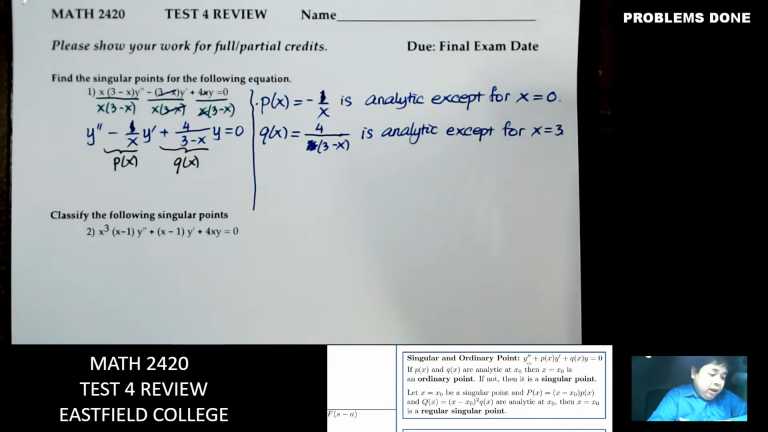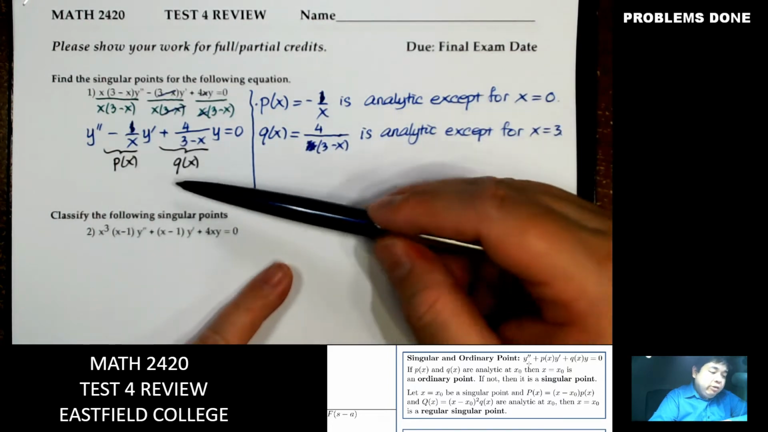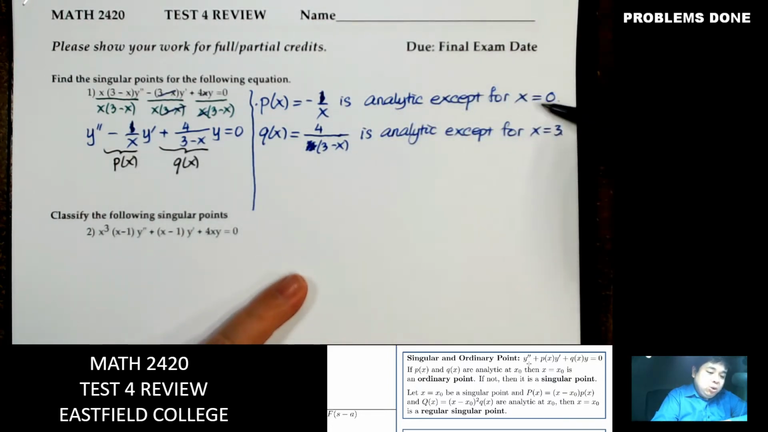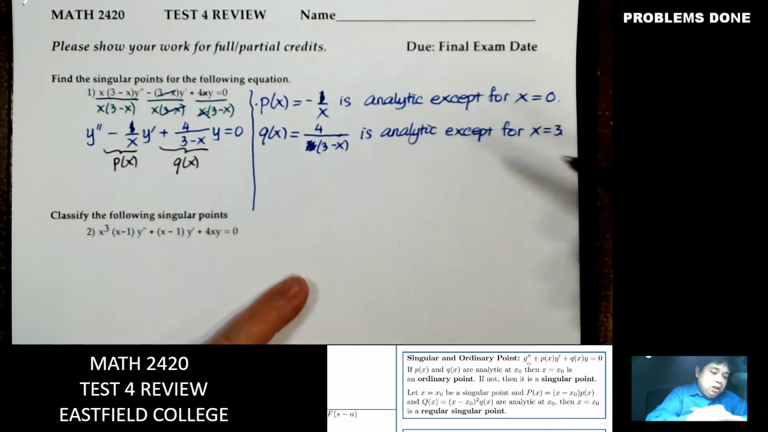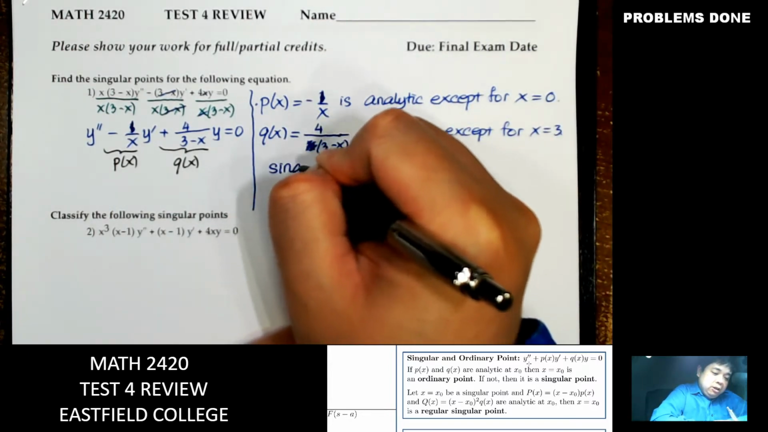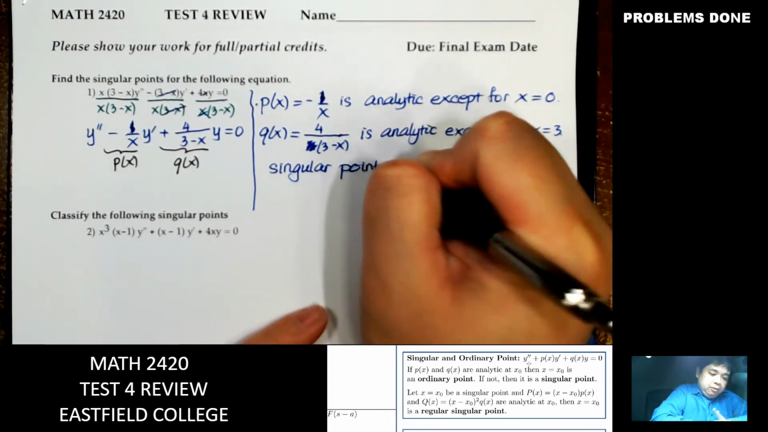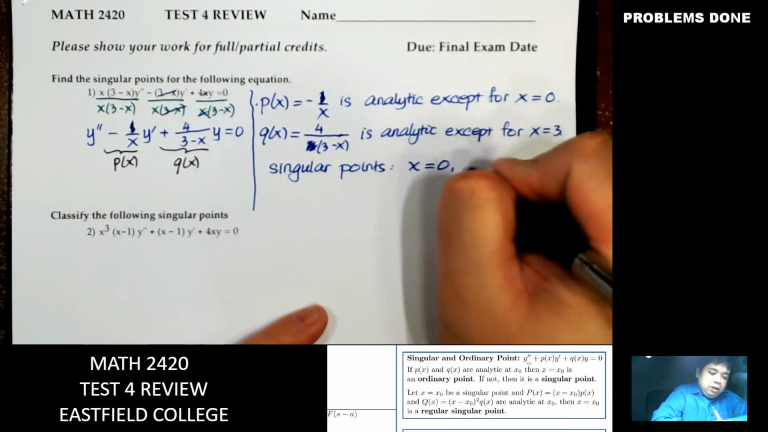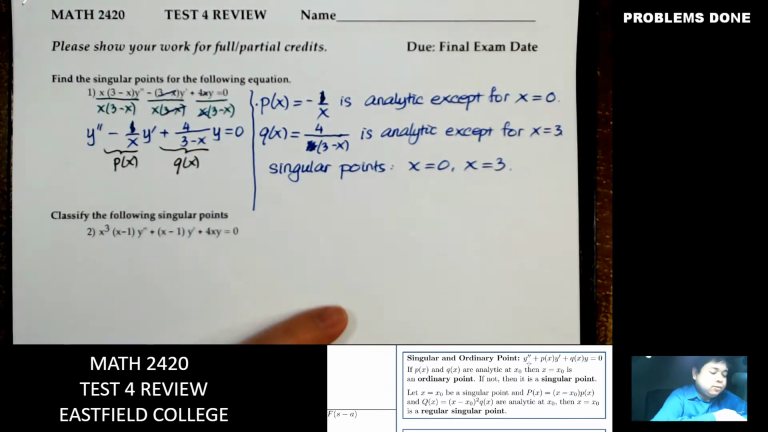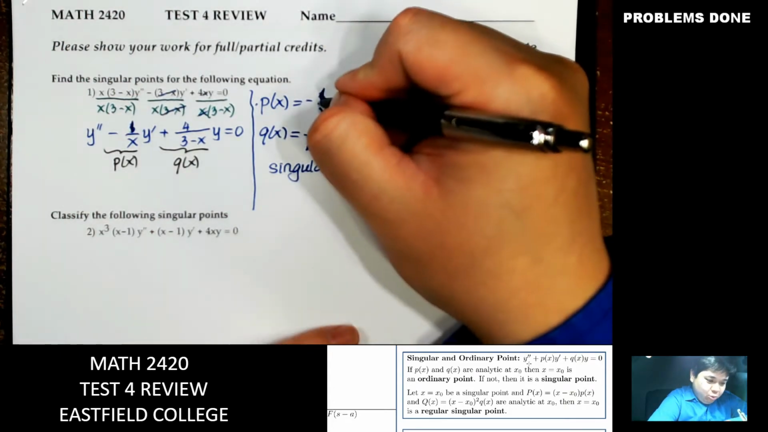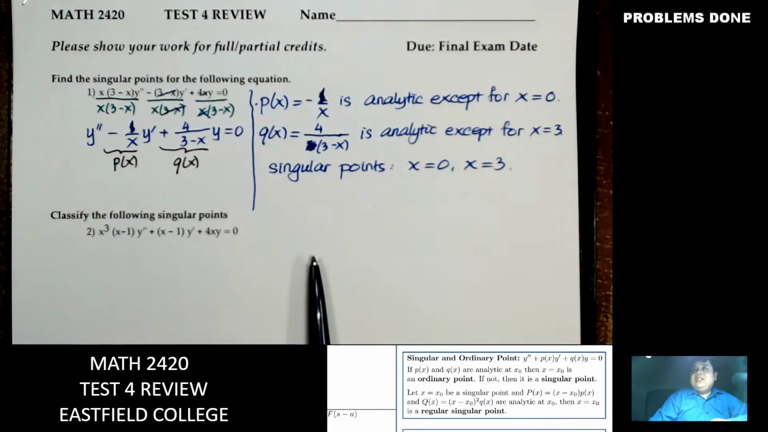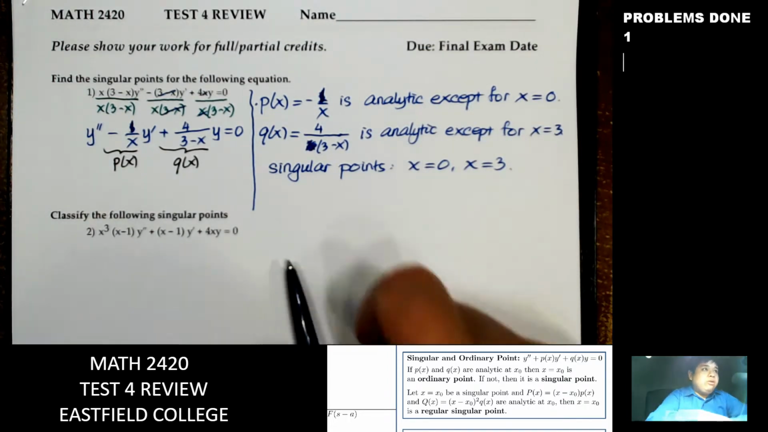So the functions p of x and q of x are not analytic when x equal to 0 or x equal to 3. Pretty much is undefined for these values. So those will be the singular points: x equal to 0, x equal to 3. Sorry, this was 1 and there's no x here. So that's the first problem.